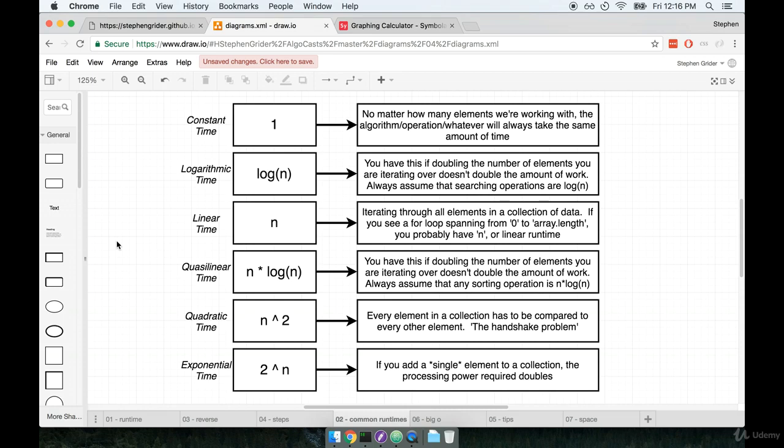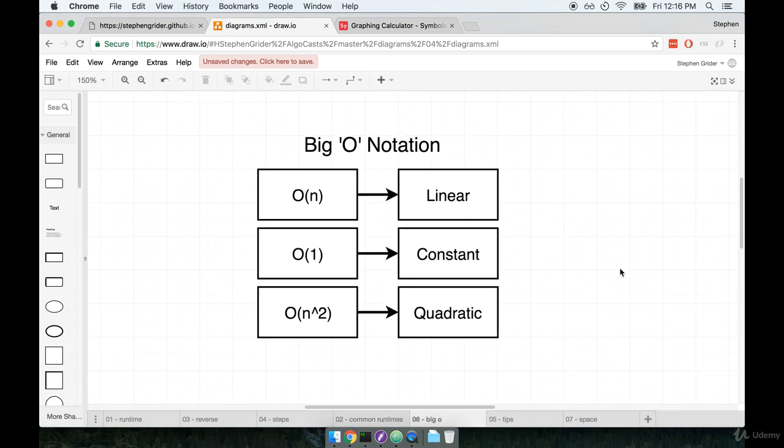In the last section, we spoke about some common runtime complexities. We're now going to continue by talking about some odds and ends around runtime complexity. So just some things I think you should really know about it. The first thing I want to discuss is big O notation.